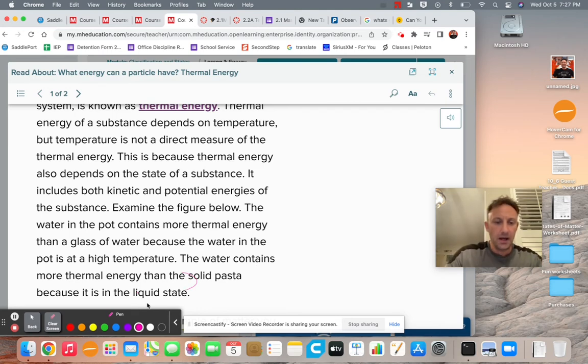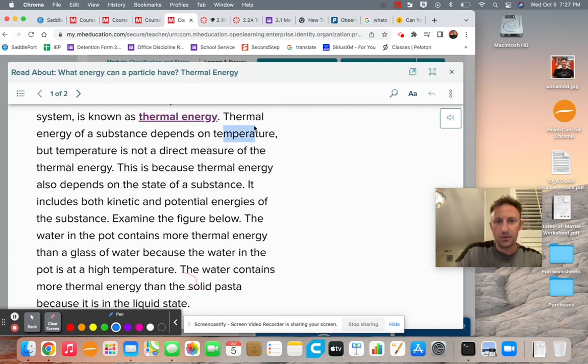All right, welcome back. I was hoping in this one that you would be highlighting, I made my little notes here, that thermal energy depends on the state of a substance. So depending on whether it's solid, liquid, or gas, that's really going to determine how much thermal energy it has.